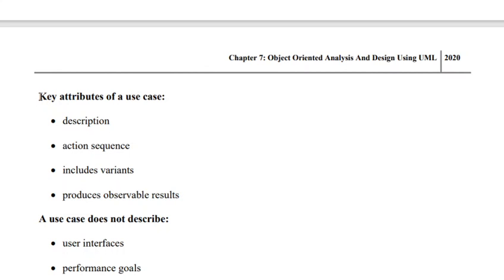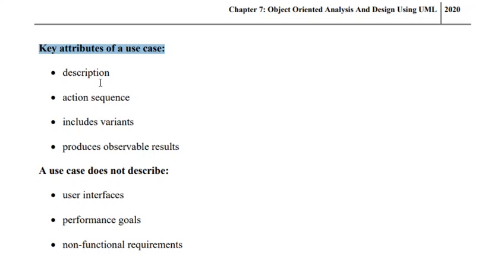Now, key attributes of use cases. The key attributes of use cases are description, action sequence. It includes variance, and it produces certain observable result. So every use case has to have a description associated with it, right? It has to have the action sequence, the sequence of actions that is initiated. With every step in the action sequence, there might be variance. So variance basically discusses the alternative paths that may be taken up and the results that are produced by the use cases.